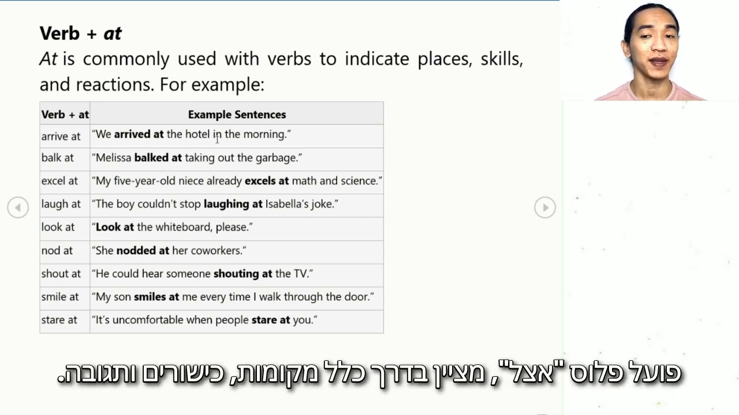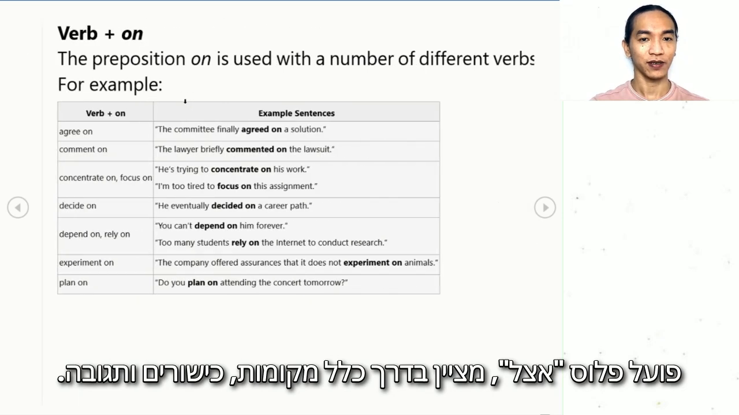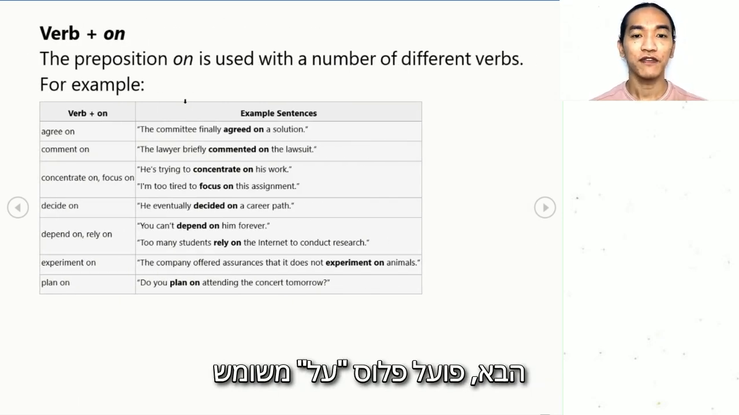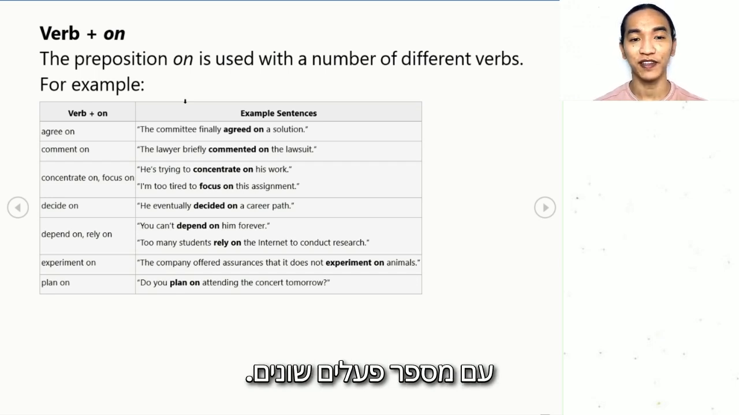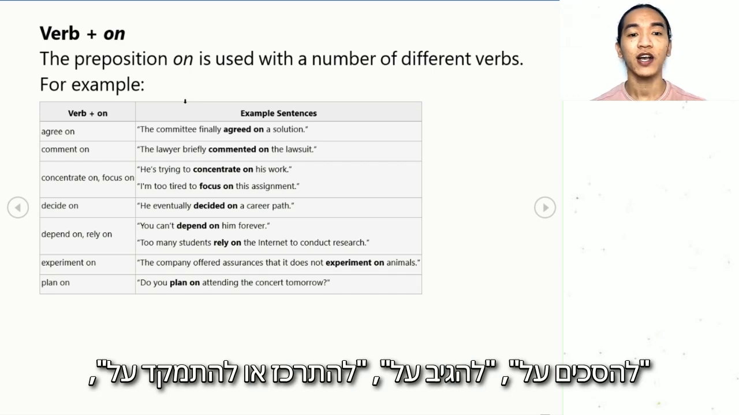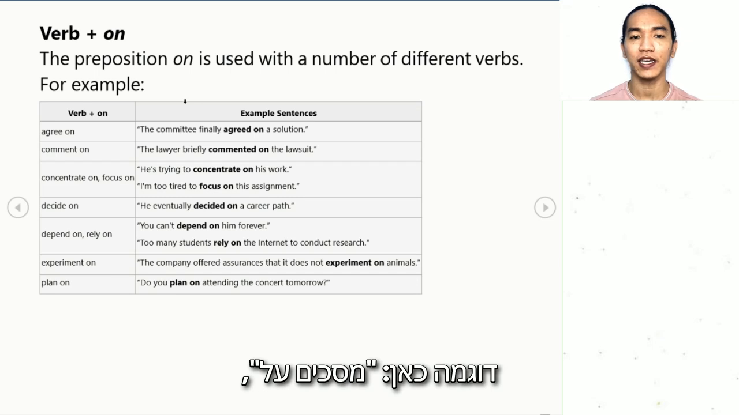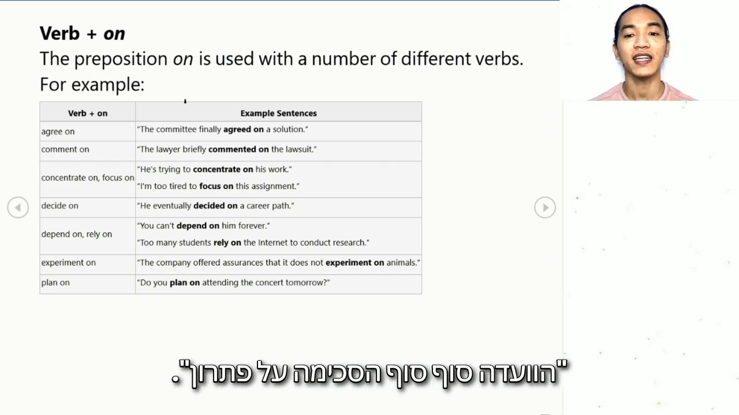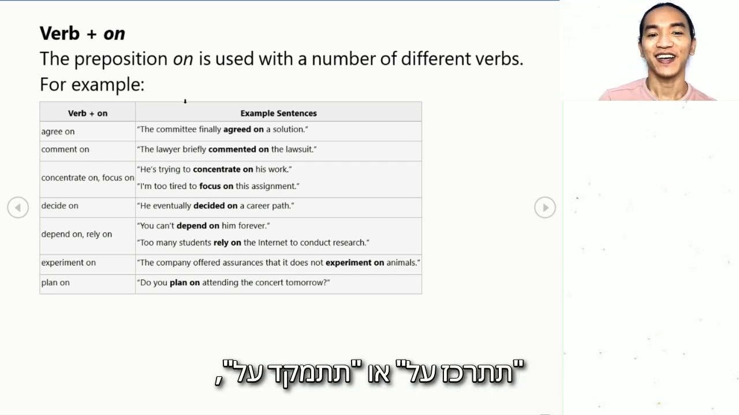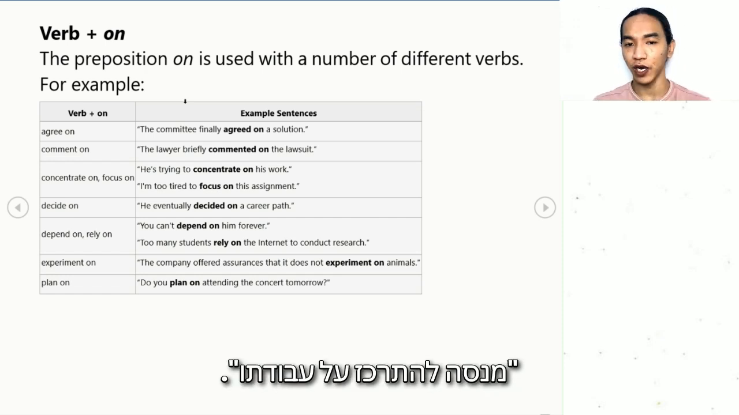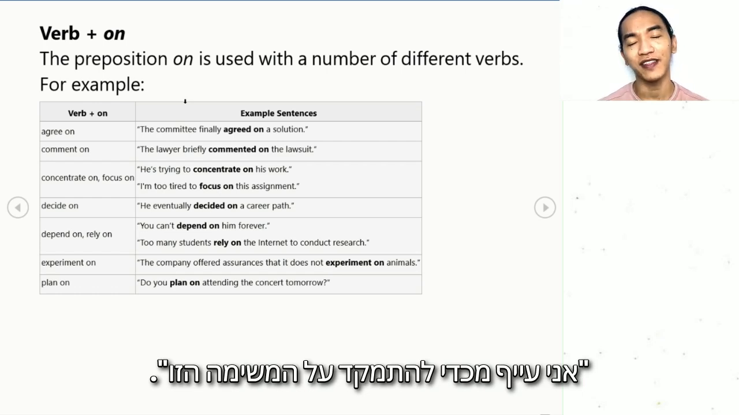Again, verb plus at normally indicates places, skills, and reactions. Next, verb plus on is used with a number of different verbs. Agree on, comment on, concentrate on or focus on, decide on, depend on or rely on, experiment on, and plan on. Example here, agree on. The committee finally agreed on a solution. Concentrate on or focus on. He's trying to concentrate on his work. I'm too tired to focus on this assignment.